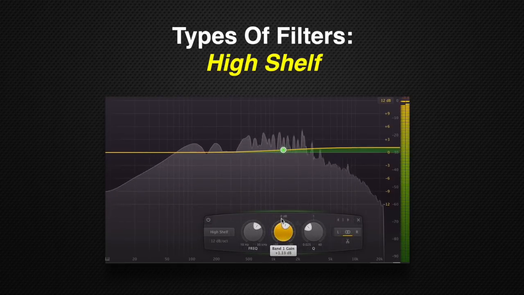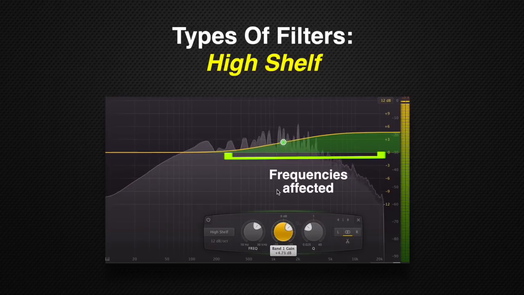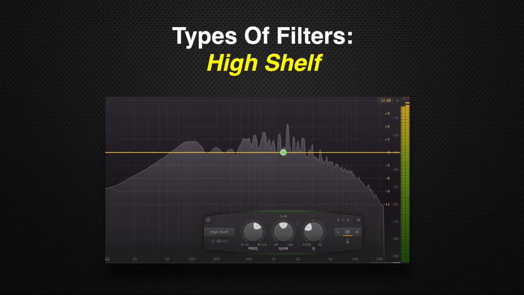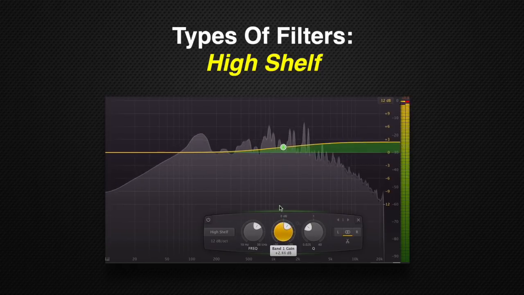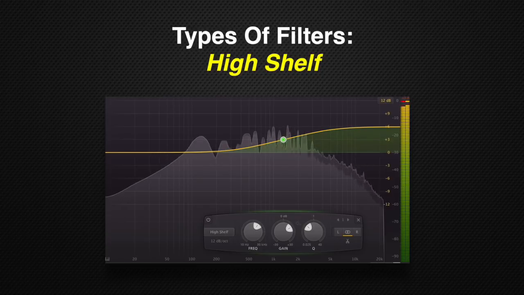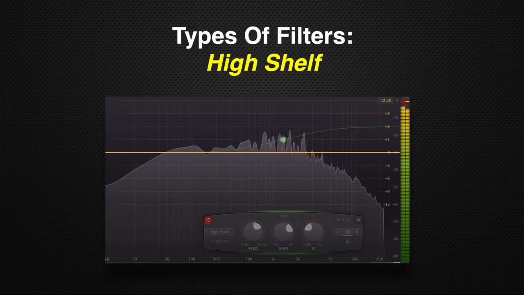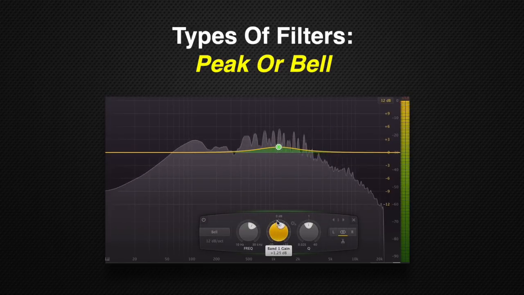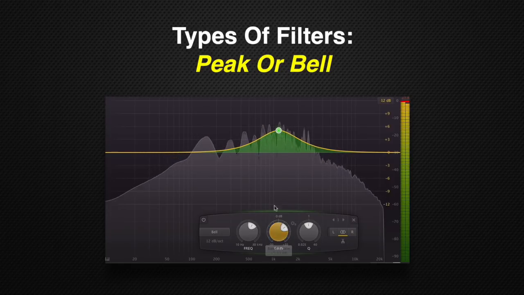Next is the high shelf filter. This is used to boost or attenuate the high frequencies. It acts in the same way as the low shelf filter, but for the high end of the frequency spectrum. After that is the peak or bell filter. This boosts or reduces a specified frequency. The affected area can be widened or narrowed with the Q parameter.